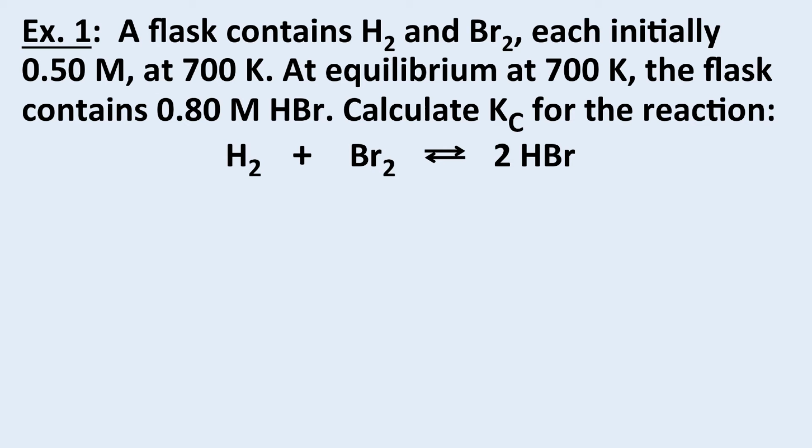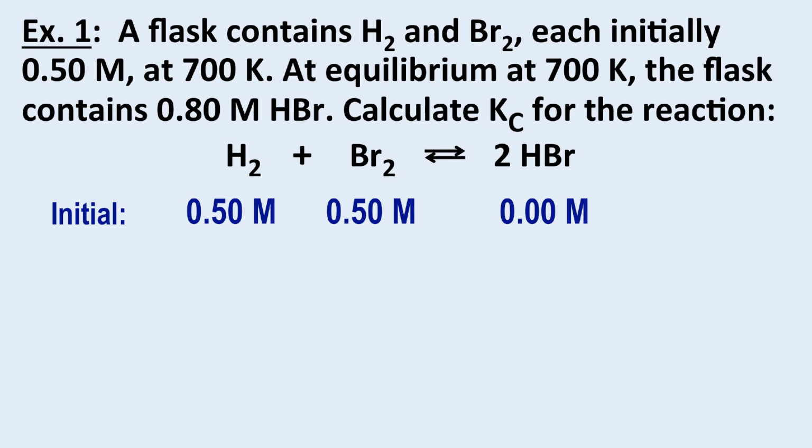And how we typically do equilibrium calculations is we set up a table starting with our initial concentrations. And in this case, we have an initial concentration of 0.50 molar for H2, 0.50 molar for Br2, and we initially don't have any HBr. No concentration was given for that because there isn't any initially.